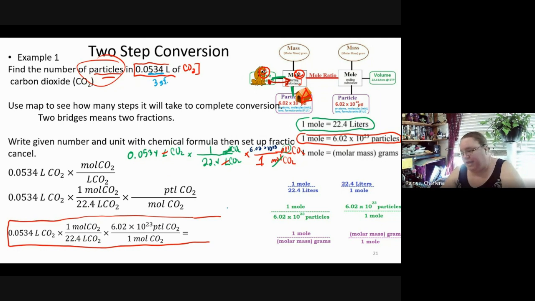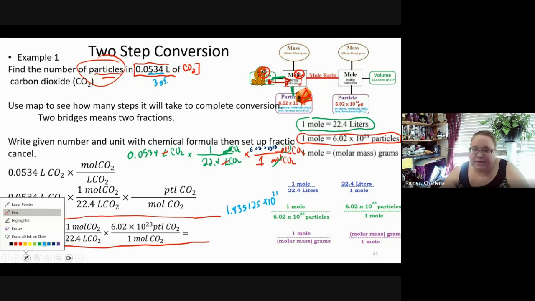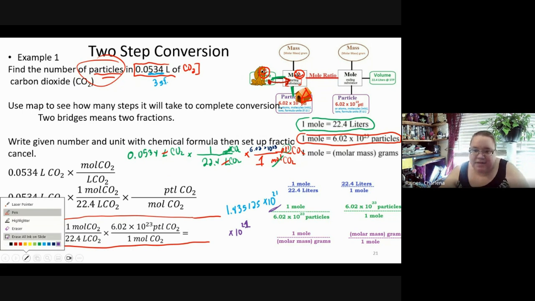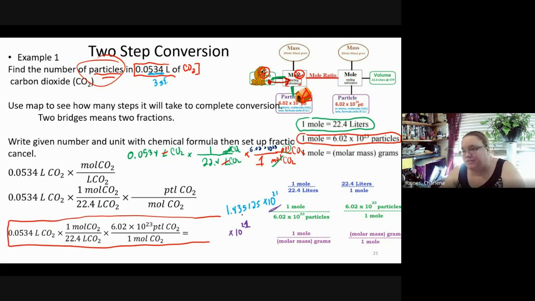So the calculator gives you 1.435125 times 10 to the 21st. The 10 to the 21st does need to be written, but it does not affect significant figures. That's supposed to be a 1, not a 4. So I keep the first 3 non-zero digits, and I look at the 4th one.